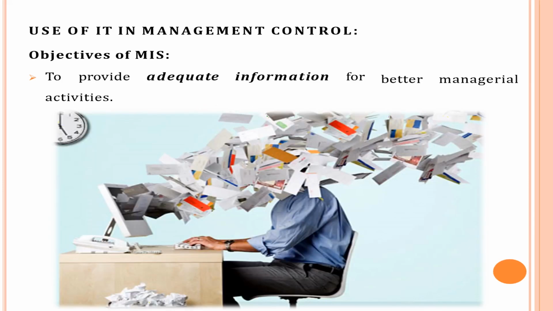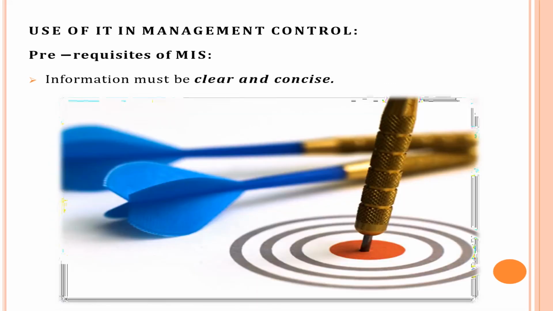To provide adequate information for better managerial activities. Yes, if you want to perform better managerial activities, adequate information has to be kept so that the administrator can take effective decisions. Information must be clear and concise so that it can be understandable by the subordinates. So when you store information, this is a prerequisite. That information must be clear and concise.